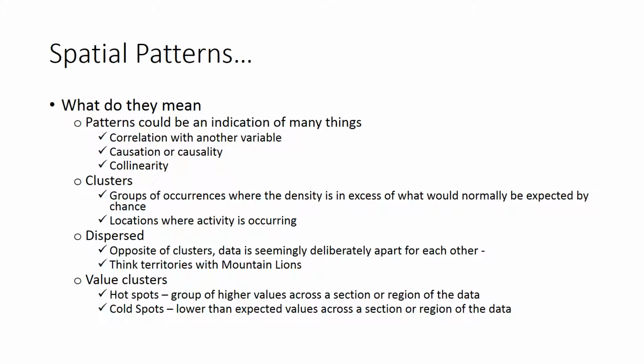Clusters are groups or occurrences where the density is in excess of what one would normally be expected by chance. In other words, if you know how many things occurred, and you know the general area in which they occurred, then you should be able to calculate a good estimate of how many things should occur per unit area. And when there is a great violation in the math of that number, and you see much more per unit area than you would expect, then that means there are other locations where there is much less per unit area than what you would expect, and that is the indication of a cluster.